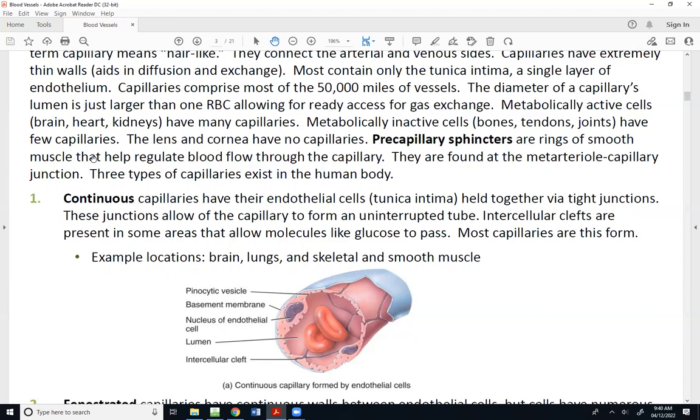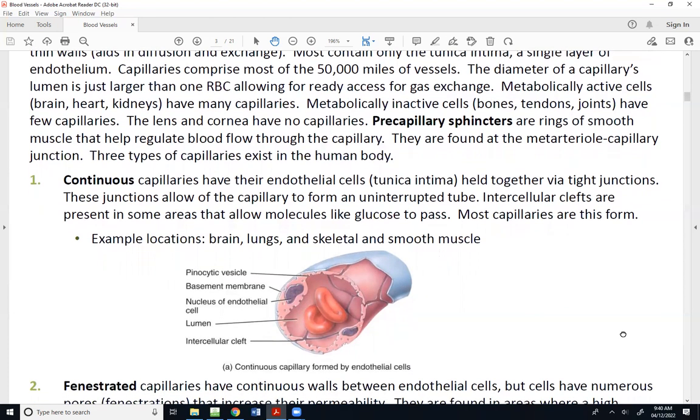The more active metabolically a tissue is, the more capillaries it's going to have. So your metabolically active cells, like up in your brain, your heart, and kidneys, are going to have a lot. Those that are pretty inactive metabolically, like your bones, tendons, and joints, have very few. And structures that we've recently talked about, like the lens and the cornea, have no capillaries, and we describe them as being avascular. Associated with capillaries are what we call precapillary sphincters, which are rings of smooth muscle that regulate the blood flow through the capillary. And we find them at that junction between the metarteriole and the capillary.